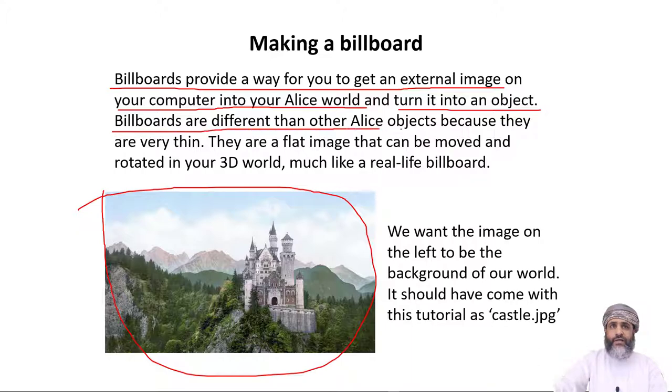Billboards are different from other objects because they are very thin. The image is considered thin when handled in the program, if we compare it to a character like Alice or any other object from the Alice libraries. They are flat images that can be moved and rotated in your 3D world, much like a real-life billboard.